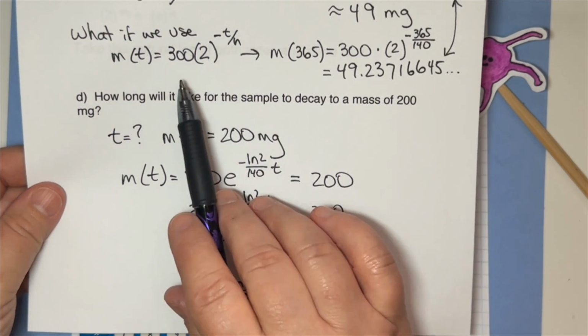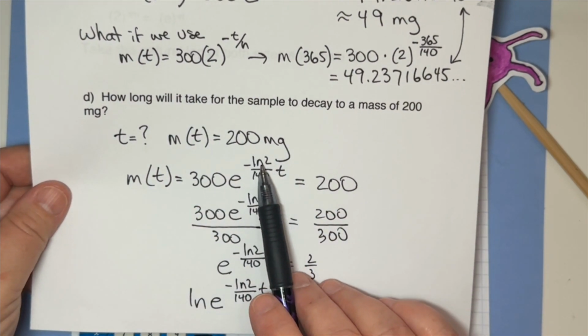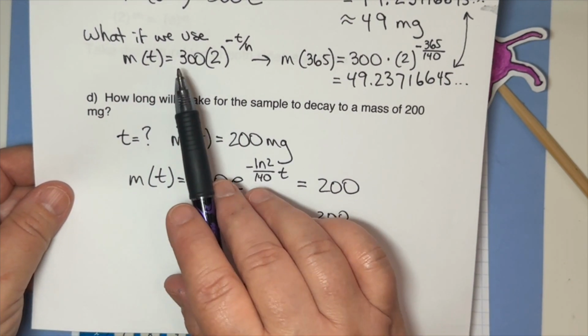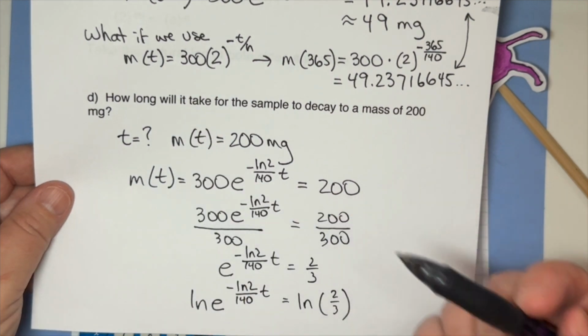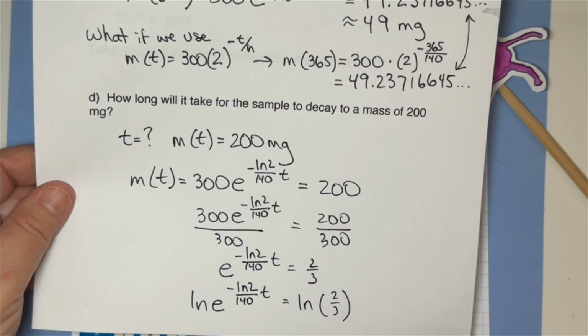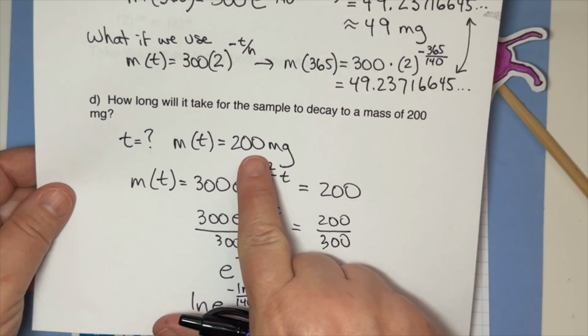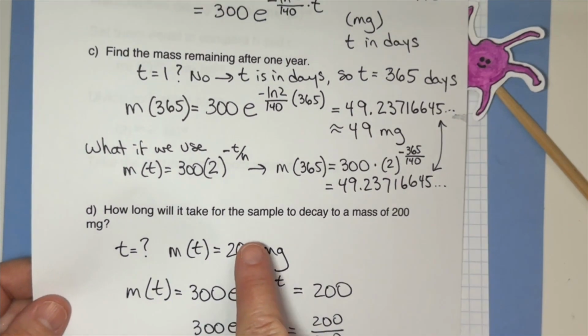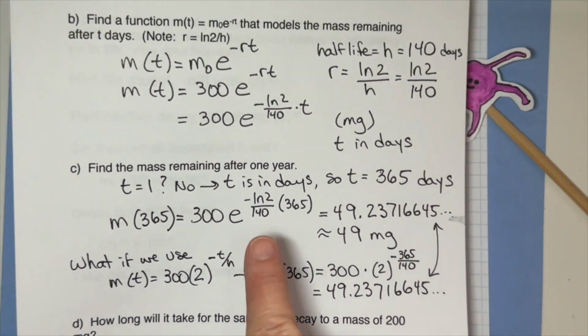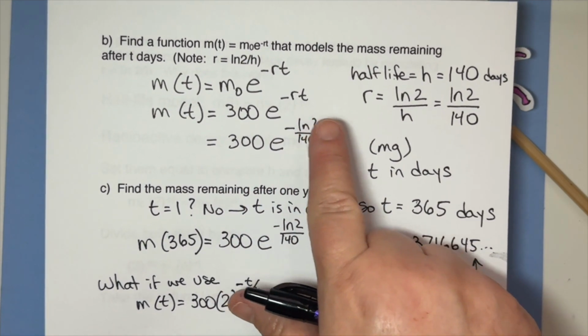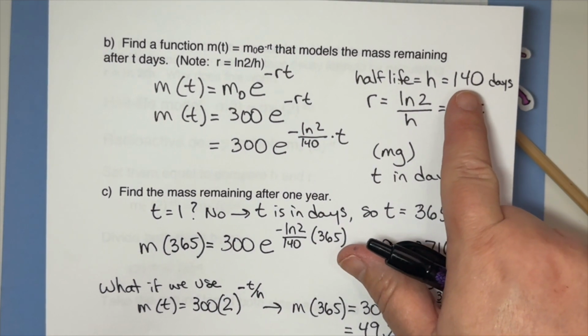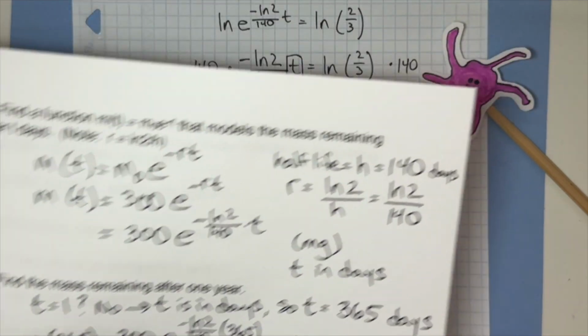We want to go from 300 down to 200. Now, half-life would mean we go from 300 all the way down to 150. So this isn't a full half-life, so it should be less than, right? What's the half-life? Where was the half-life? 140 days. So it's less than 140 days.